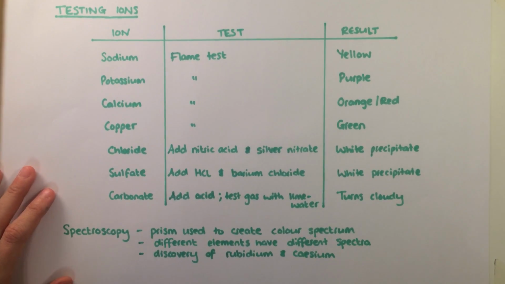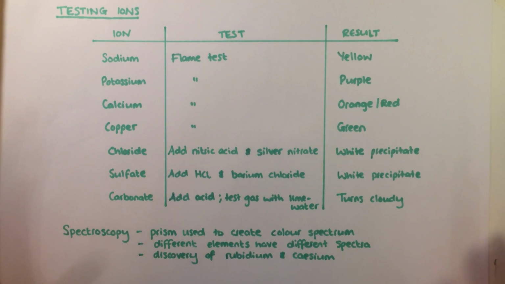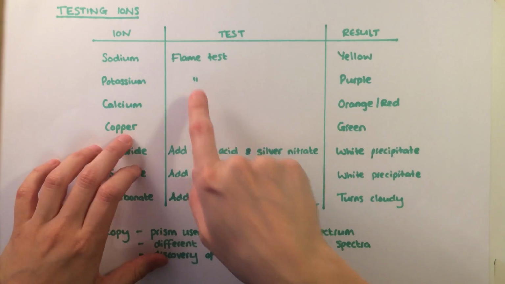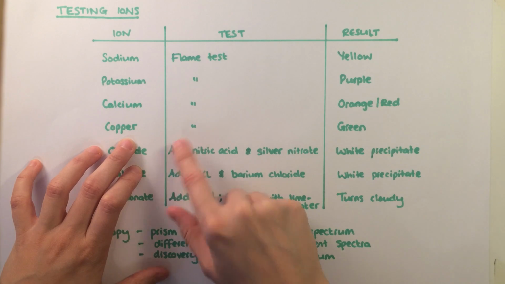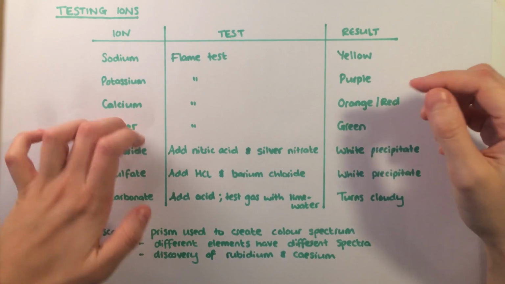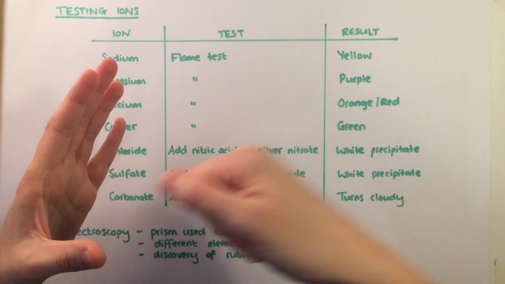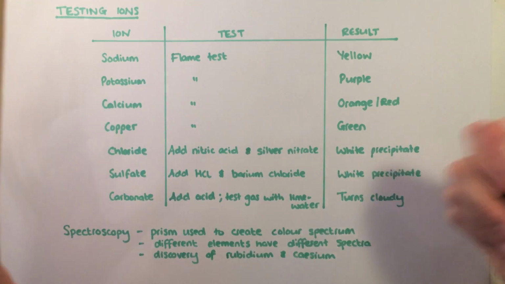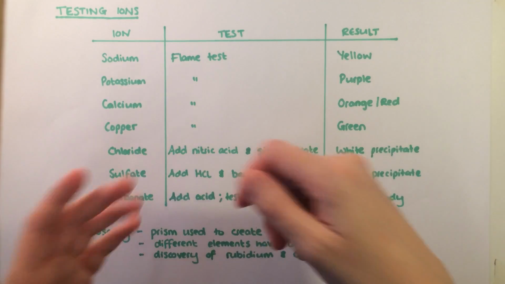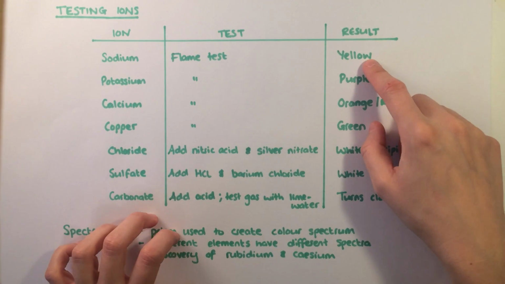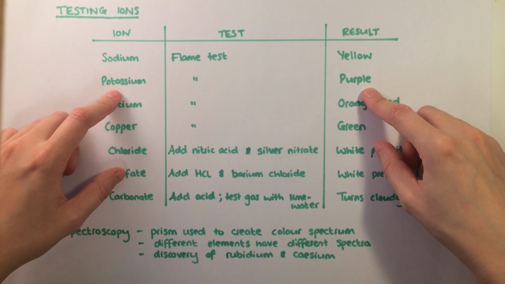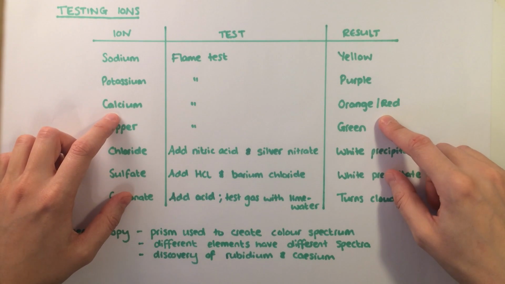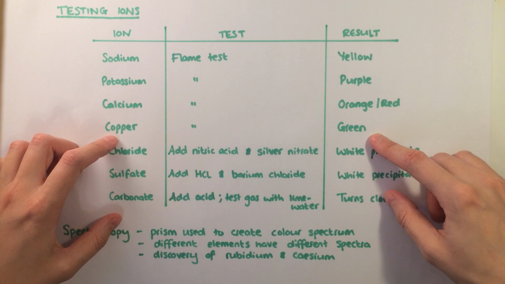Finally, you need to know some different ways of testing salts to find out which ions they contain and the results of those tests. So flame tests are used to find out what the metal is inside the salt. A wire loop is first cleaned by dipping it into acid and placing it in the flame of a Bunsen burner. Once it's clean, you then dip it in your solution and place it in the Bunsen flame again. If the flame turns yellow, then that tells us that the metal is sodium. Purple indicates potassium, orange and red calcium, and green is copper.